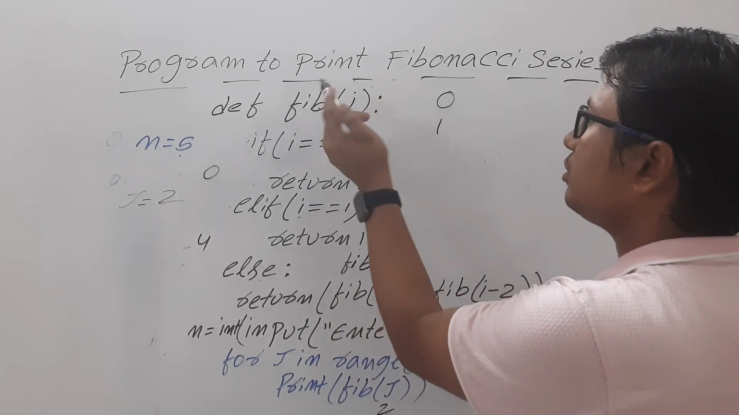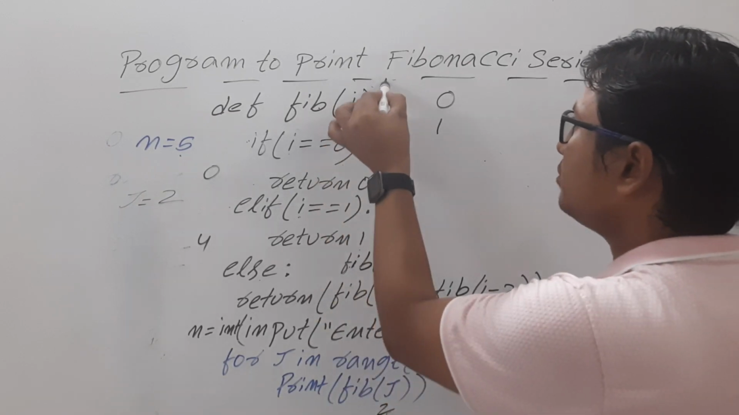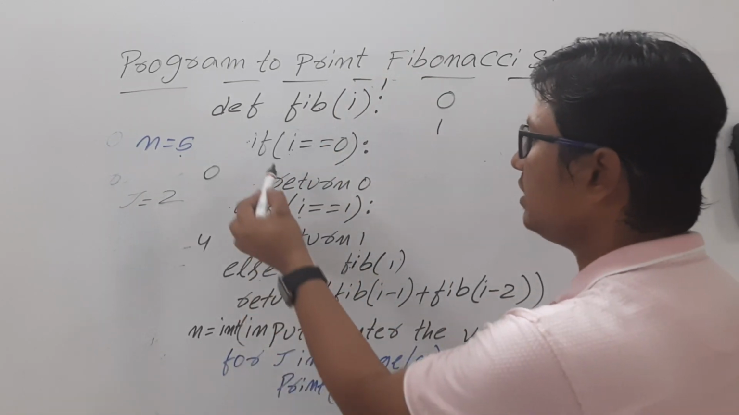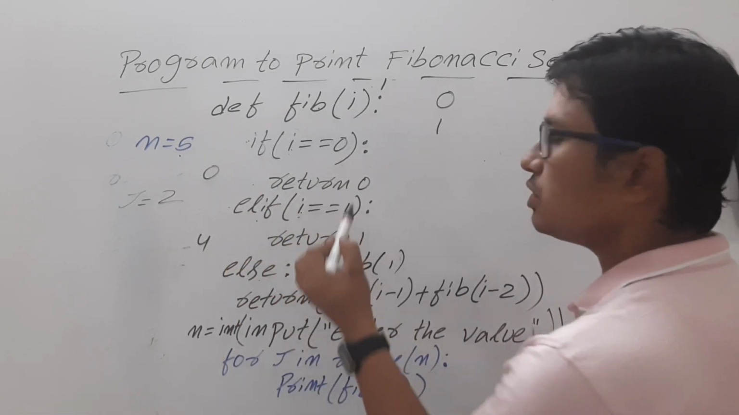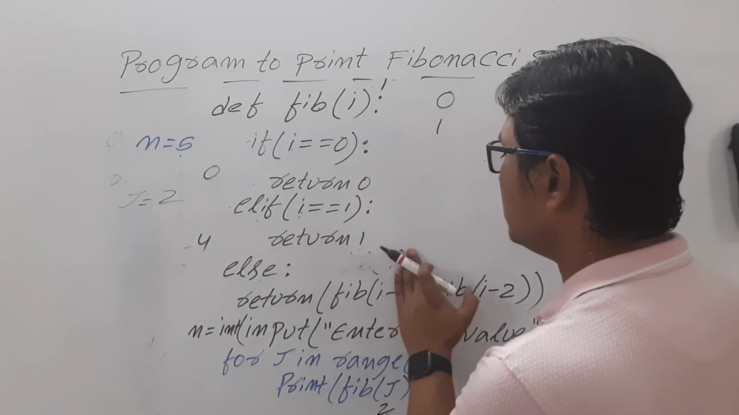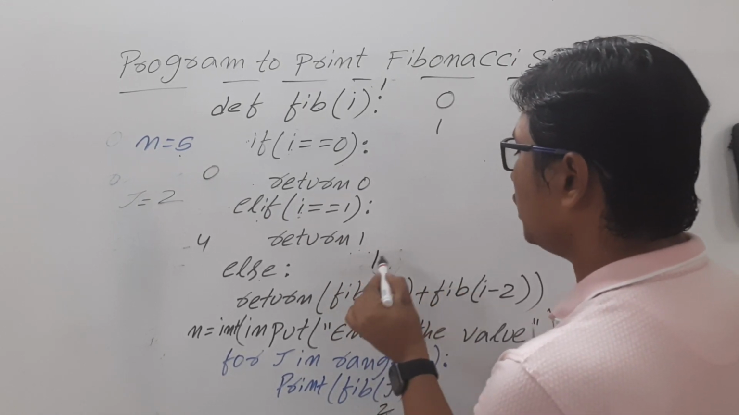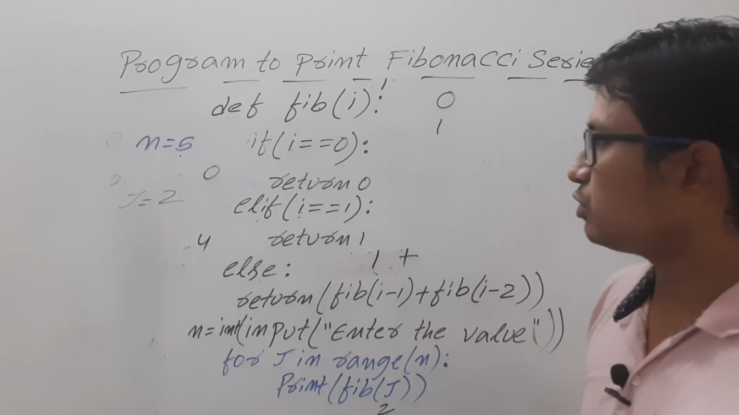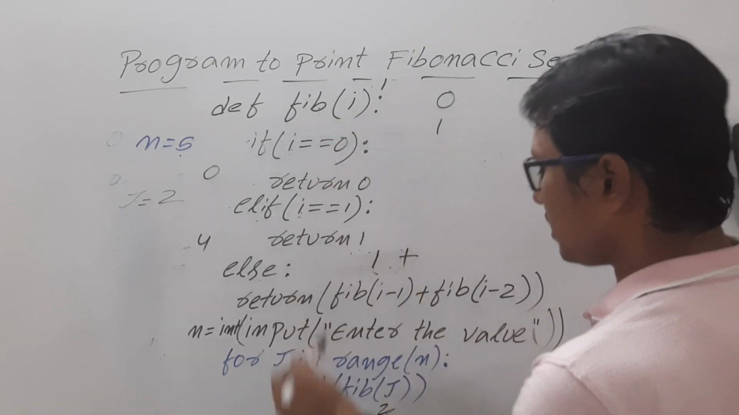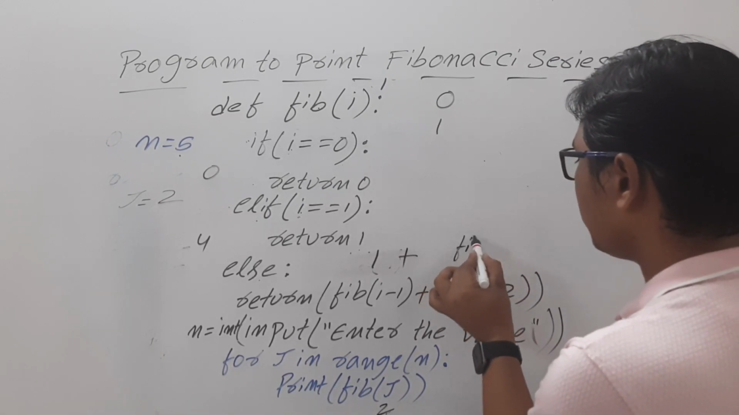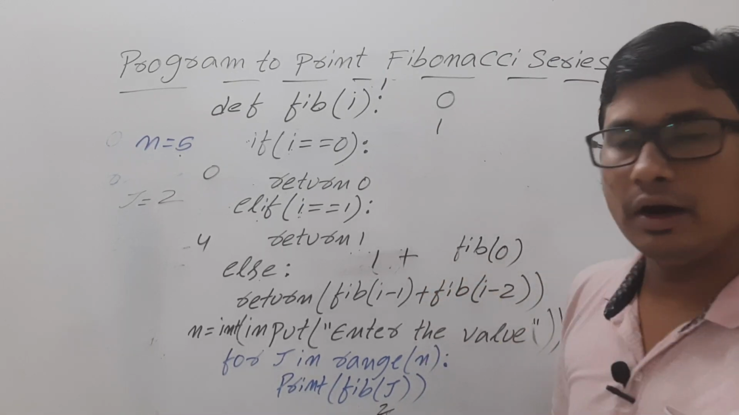So again the control will go here with I value 1. So 1 is not equal to 0, the condition failed. So it will come here, 1 is equal to 1, the condition is true. It will return value 1. So in place of fib of 1, you will get the value 1, plus fib of I minus 2. What is the I value? I value is 2 here. So 2 minus 2 is fib of 0. Are you able to understand?